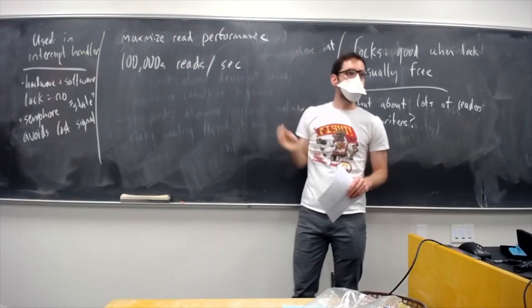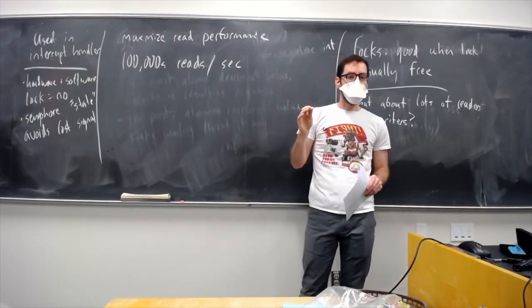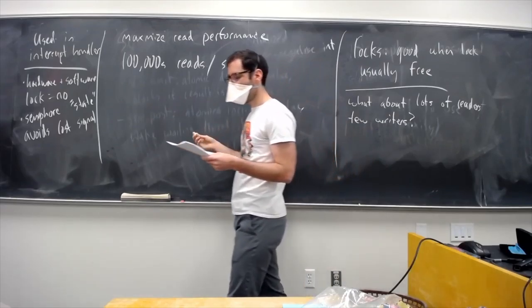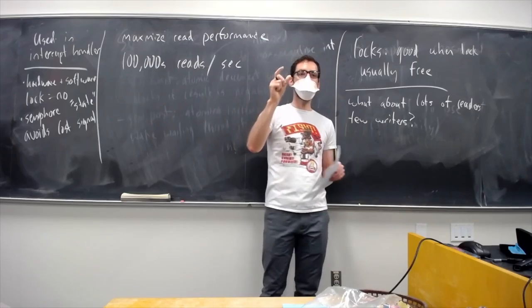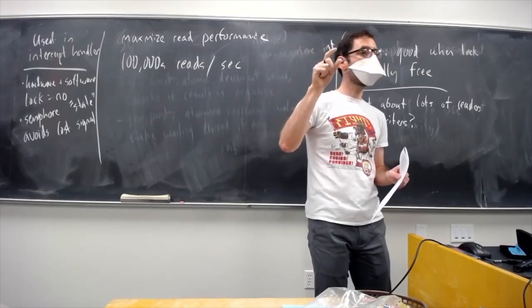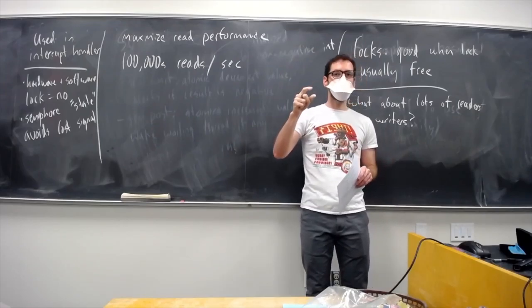To the point where maybe we have hundreds of thousands of reads every second. And with that many reads per second, these reads are probably pretty short. Like the critical section that our reader-writer lock is protecting is pretty short.